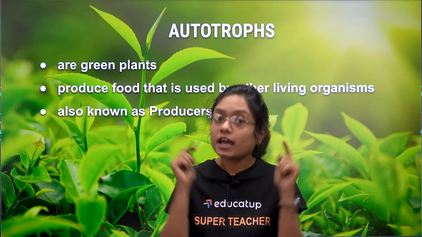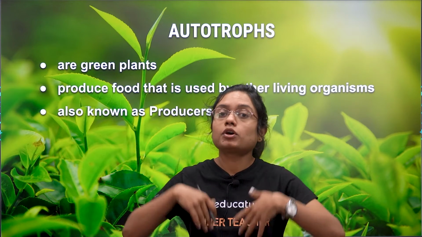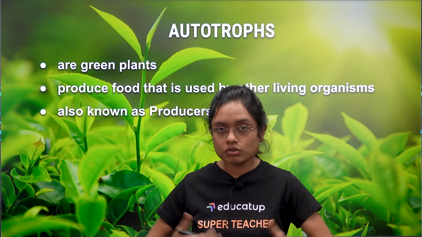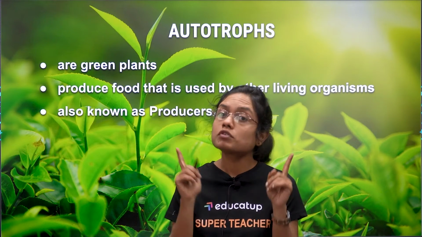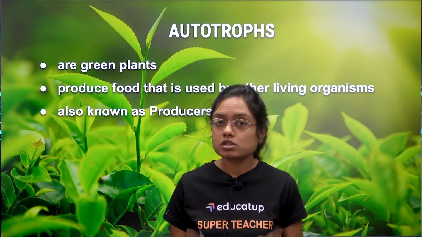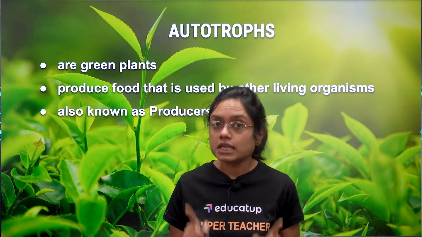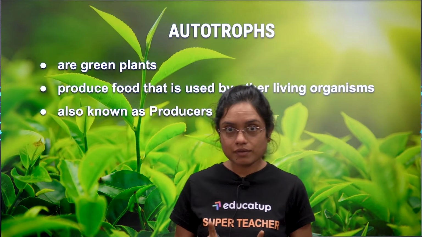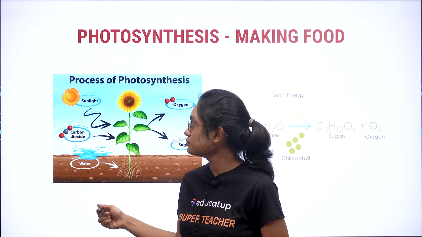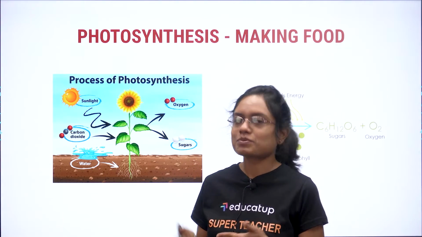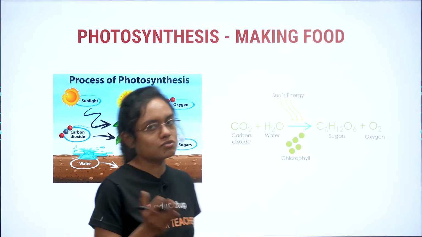Those who can make food inside their own body, who can generate nutrition inside their body, only they are called autotrophs, and they are also known as producers. And only green plants are autotrophs. Okay, let's move ahead. Now photosynthesis, the process of making food by plants, is known as photosynthesis.